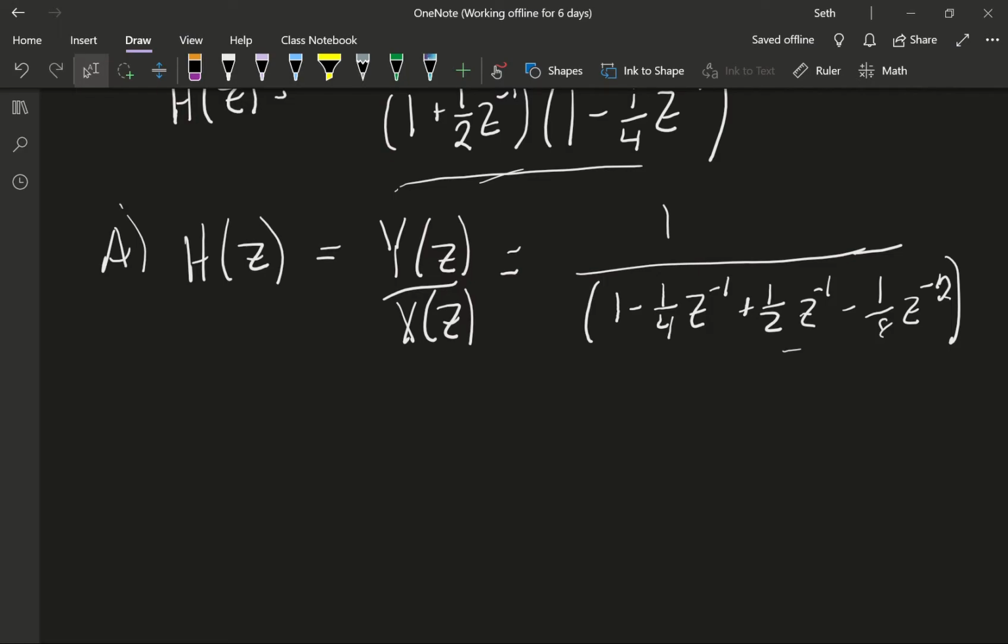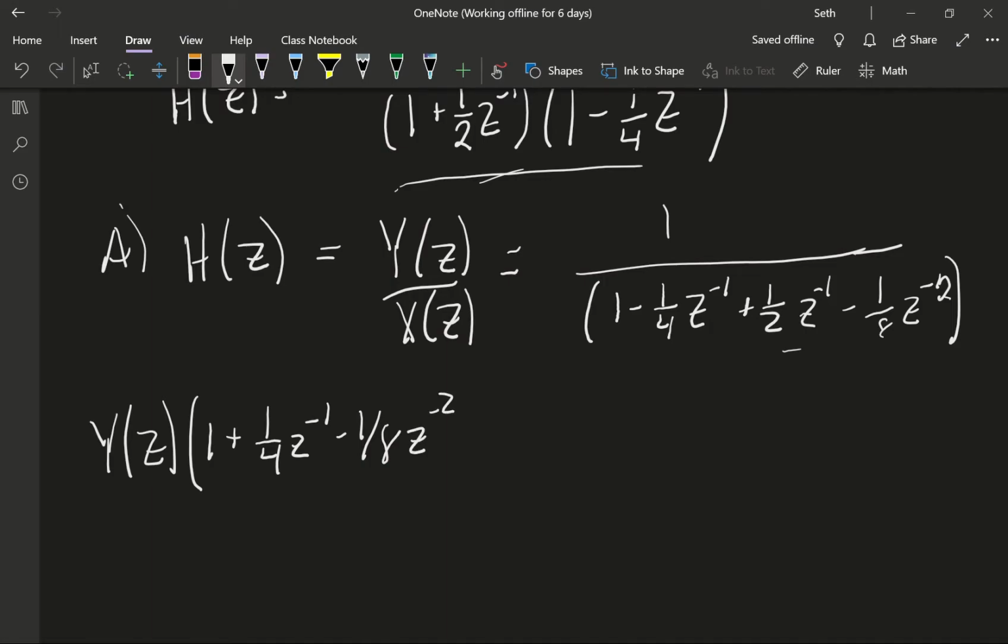so now we can write, we're going to bring this up here. 1/2 minus 1/4 is positive 1/4, so 1/4 z^-1 minus 1/8 z^-2, and we're cross multiplying here, so this is X(z).